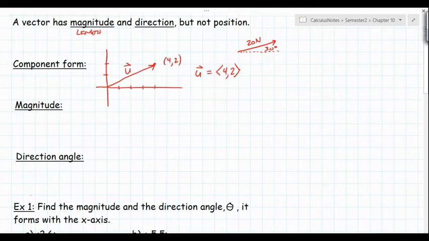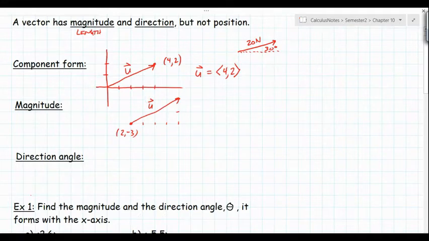Now that doesn't mean that it has to start at the origin. That just means wherever it starts, it's going to go 4 units in the x direction and 2 units in the y direction. So for example, I could start the vector down here at the point 2, negative 3, and vector u goes 4 units in the x direction and 2 units in the y direction. And so there is another copy of vector u. Again, its position doesn't matter.